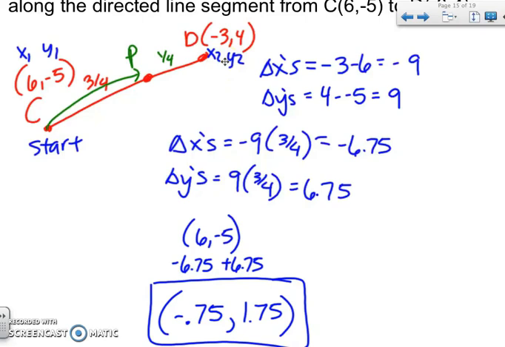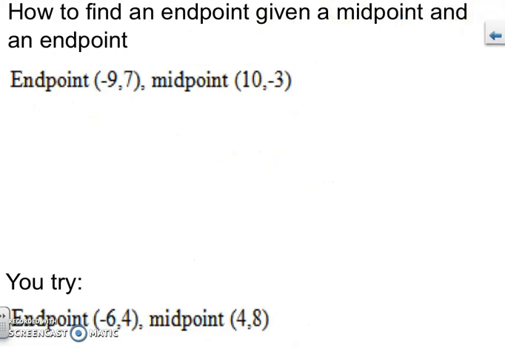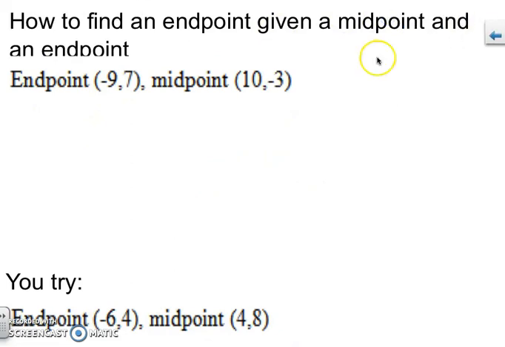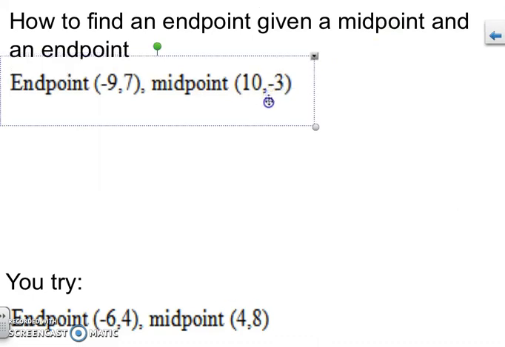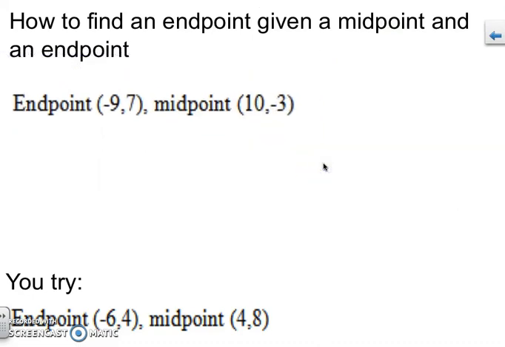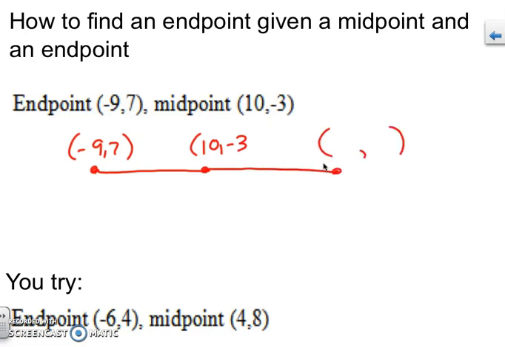Otherwise, you have one small tiny thing to learn. If they give you an endpoint and a midpoint and how to find the other endpoint. And this is not bad, I promise. I saved it for the last. So first off, you have some endpoint, -9, 7, and then you've got the middle being 10, -3, and you are looking for the other point. Okay, what's nice is if the middle, you know that this piece is congruent to that piece, so you know they have the same slope. So this is kind of back to parallelograms and finding a missing point.